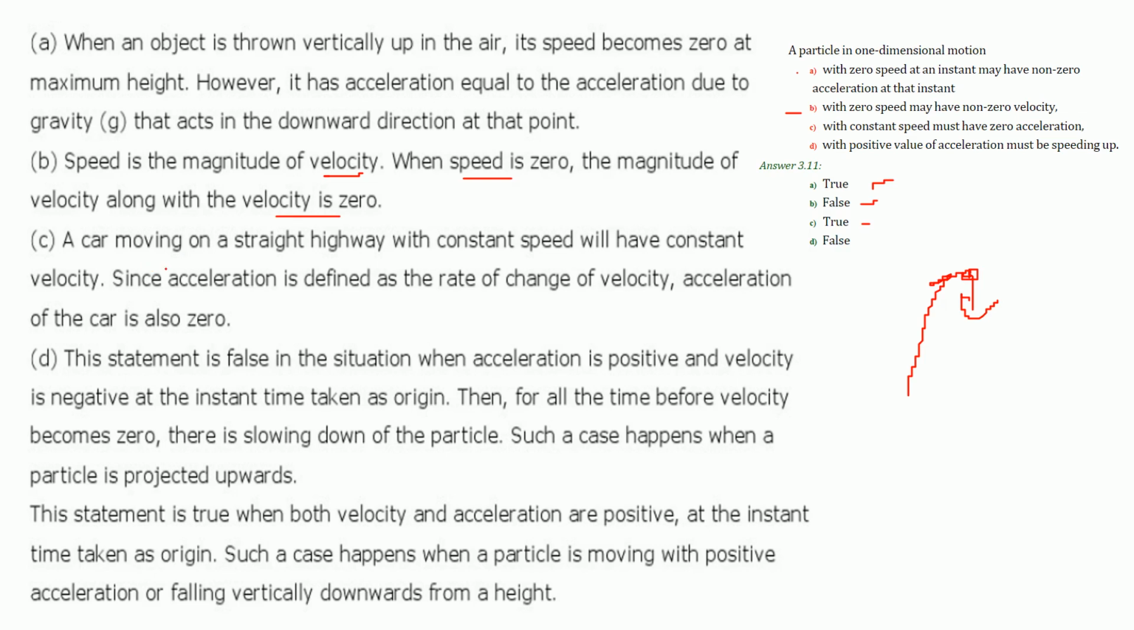A car moving on a straight highway with constant speed will have constant velocity. Since the acceleration is defined as the rate of change of velocity, the acceleration of the car is also 0. That is why it is true.